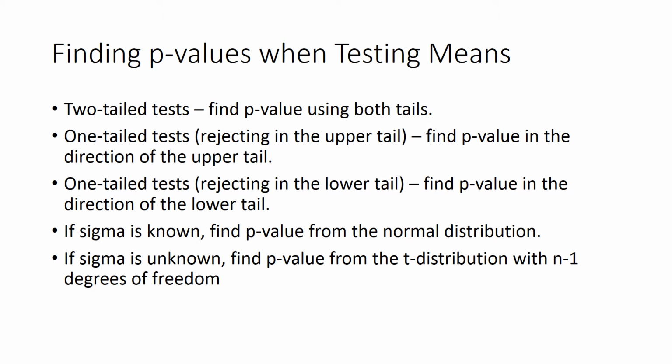If the alternative hypothesis says something like this, mu is less than 10, this tells you it's a one-tailed test rejecting in the lower tail, so you reject in the direction of the lower tail. If sigma is known, find the p-value using the normal distribution, but if sigma is unknown, find p-values from the t-distribution with n-1 degrees of freedom. We will use this concept for the rest of the class, not just this lesson, so it's important to understand how to find p-values.